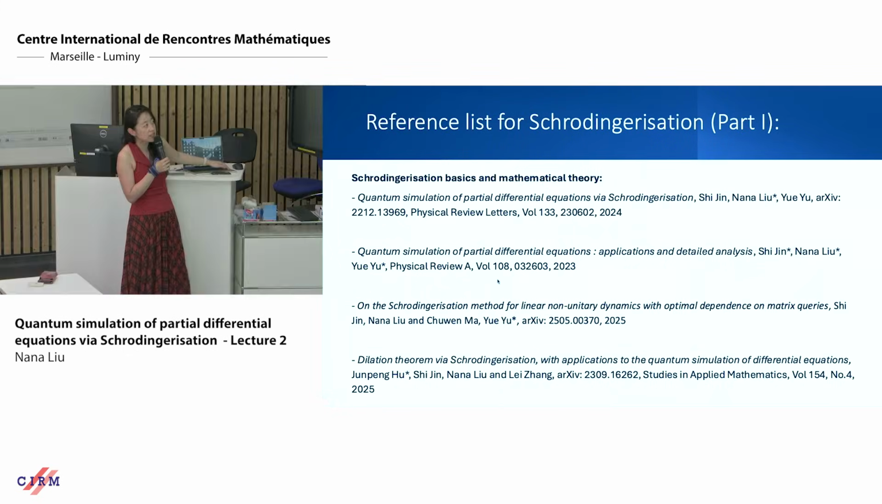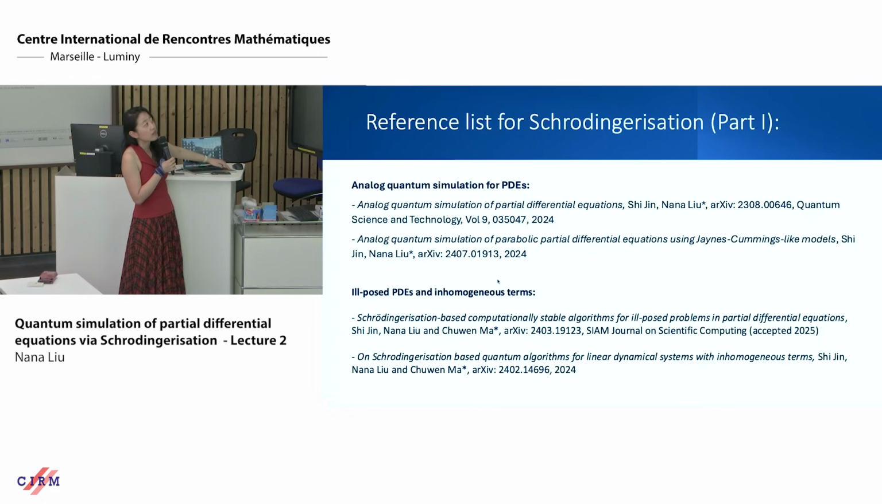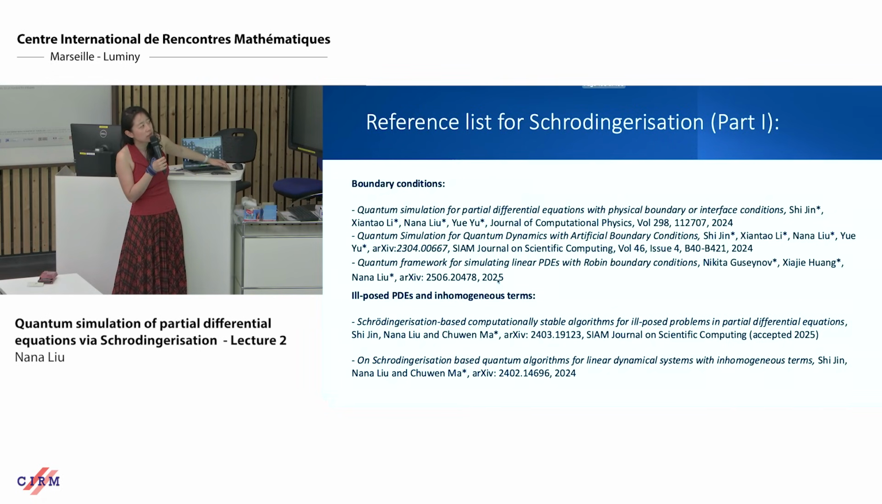So this is the reference list for part 1. These are the basic ones. The first 2 papers are the basic ones, but the last 2 are where we change the initial ancilla condition to increase the precision. And the last one puts Schrodingerisation in the context of the Nagy dilation theorem. If you're interested in analog and how it's related to Jaynes-Cummings type models, we have references on that. And these are the ill-posed and inhomogeneous papers.